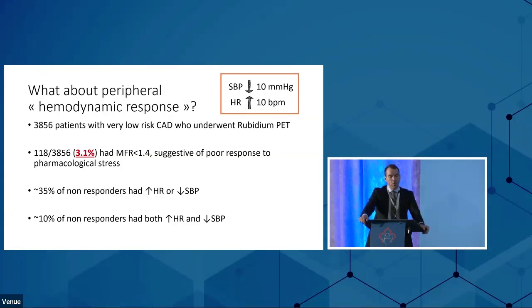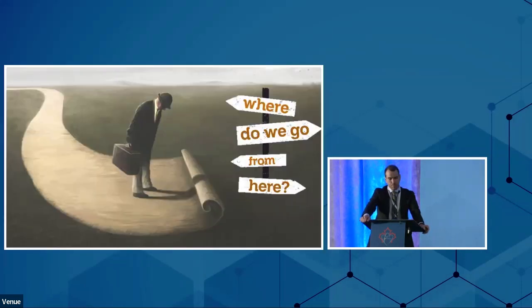3.1% had low flow reserve, suggestive of poor response to pharmacological stress. In that population, 3% had probably suboptimal studies. And among them, a third had a hemodynamic response. Systolic blood pressure decreased by 10, heart rate increased by 10, and 10% had actually both. So it helps, but it's not perfect. So it remains a blind spot for us.